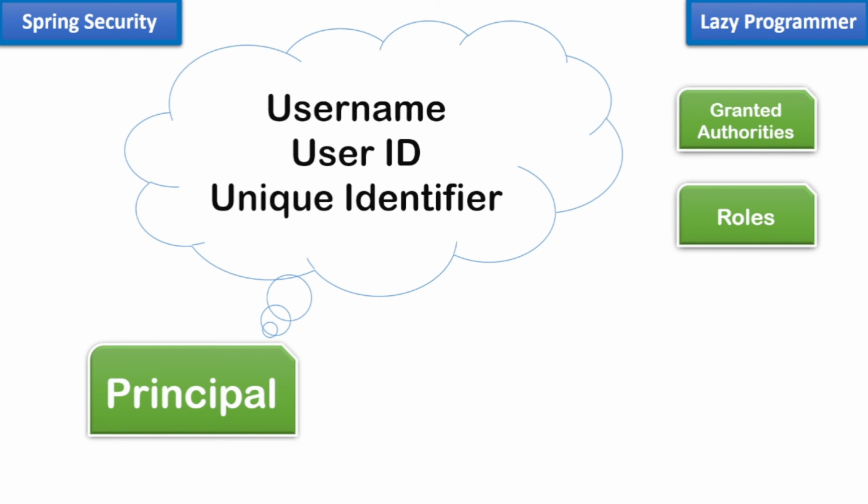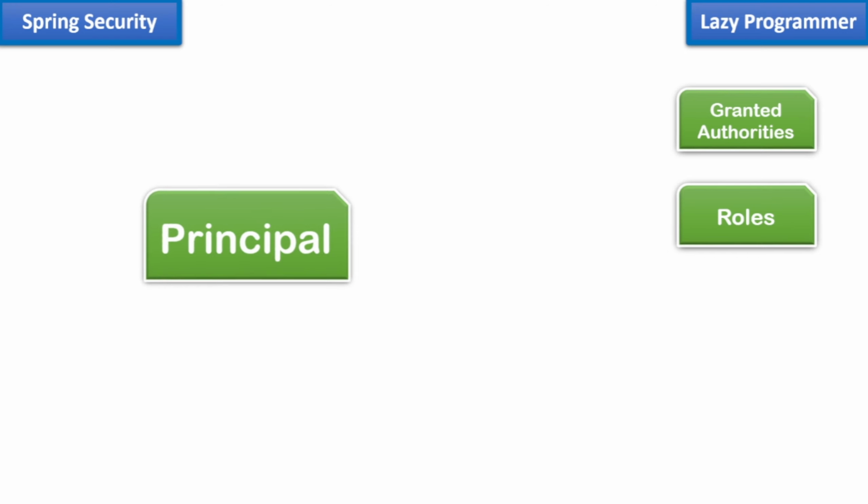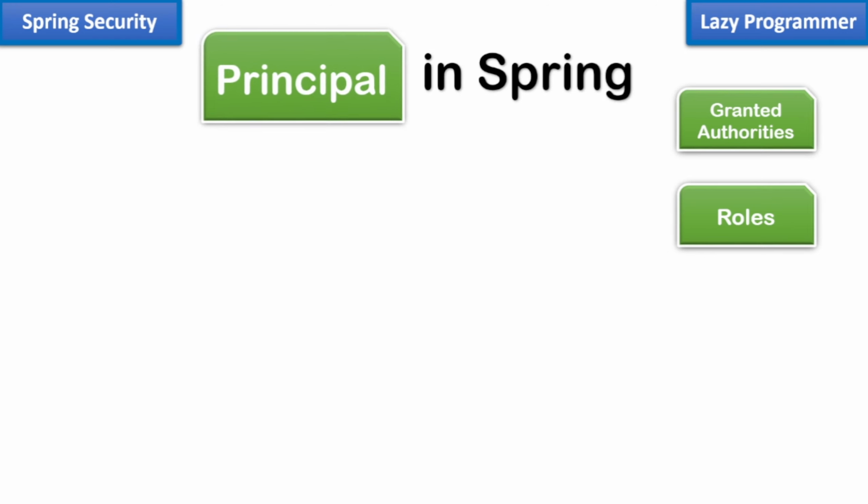It can be a username, a user ID, or any other unique identifier that can be used to identify a user. When a user logs into Spring's security application, the principal is stored in security context, and such information about the current user, such as their username, roles, and authorities, will be available inside the principal. So, how does Spring Security determine the principal?